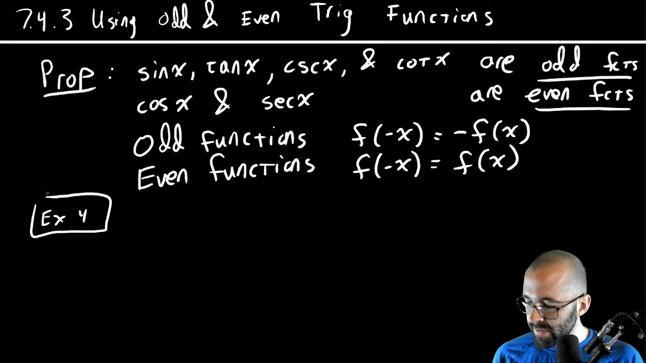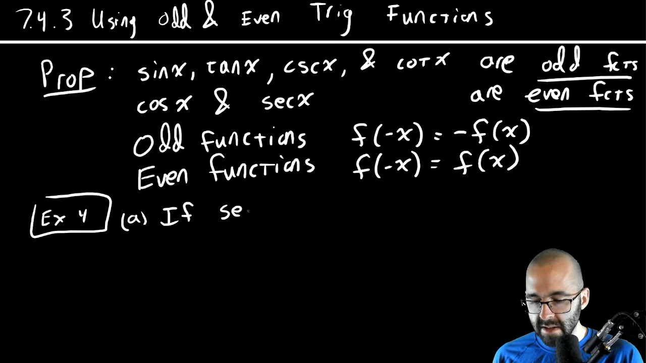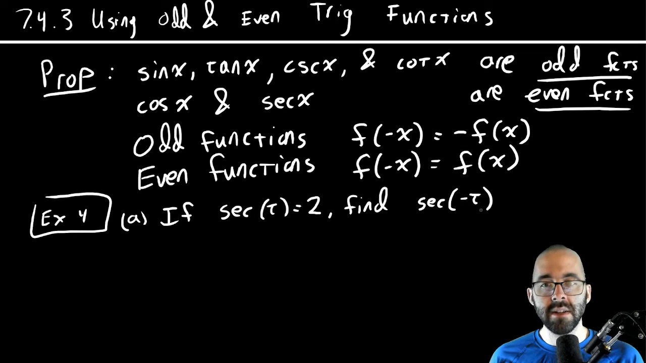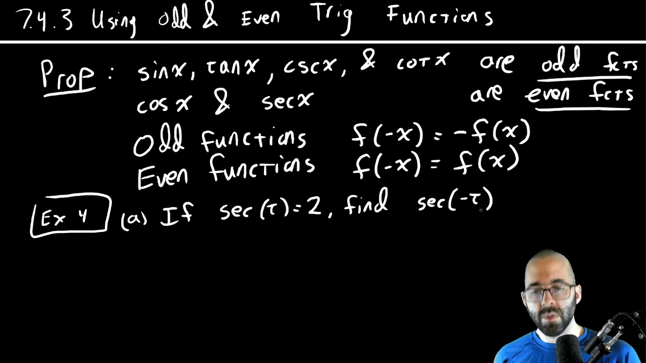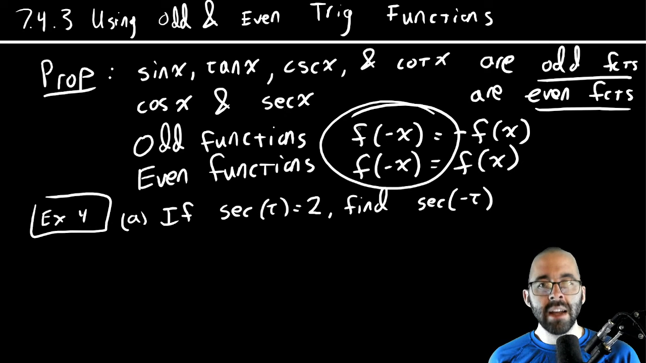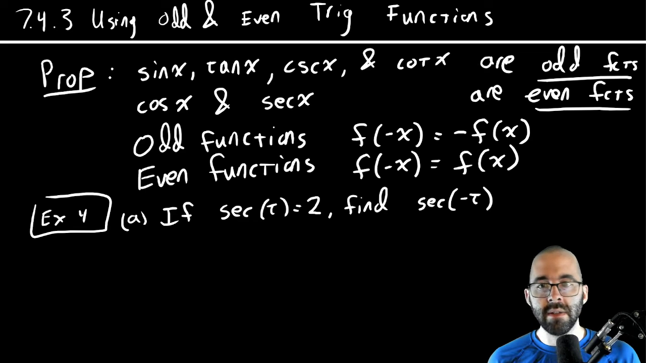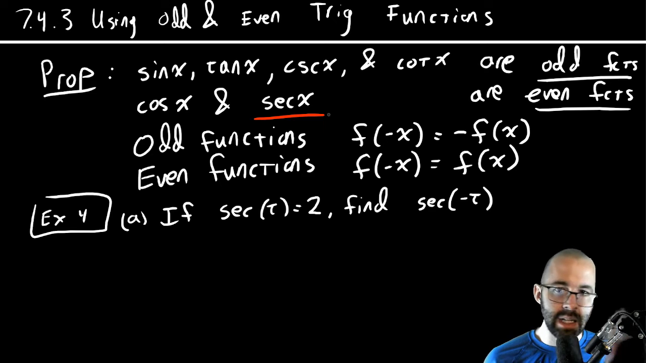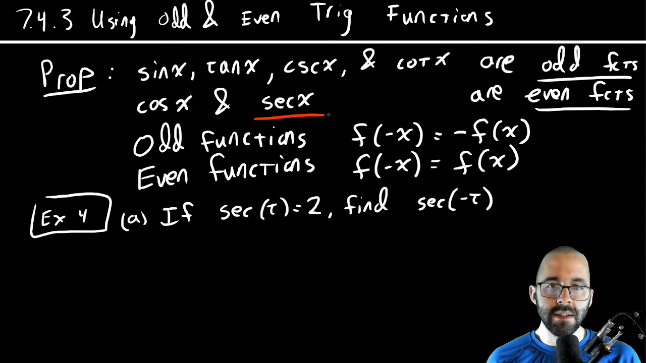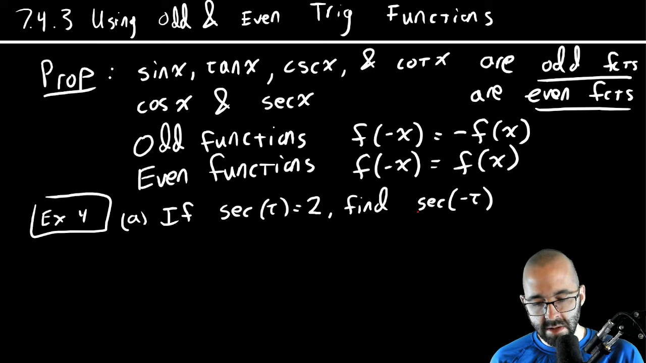So example number 4, let's do part A. If the secant of some angle t is equal to positive 2, find the secant of negative t. The negative on the inside does something different depending on whether it's odd or even. So first things first, let's find secant here. Cosine and its reciprocal are the only even ones. Everything else is odd. So secant is even.